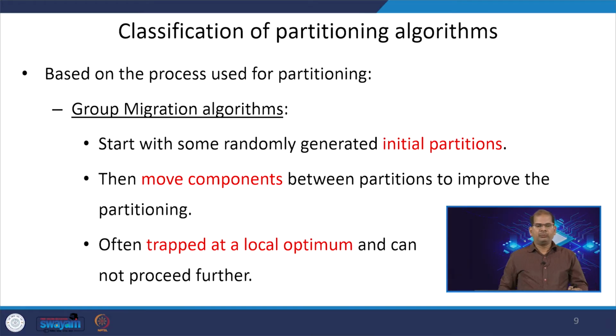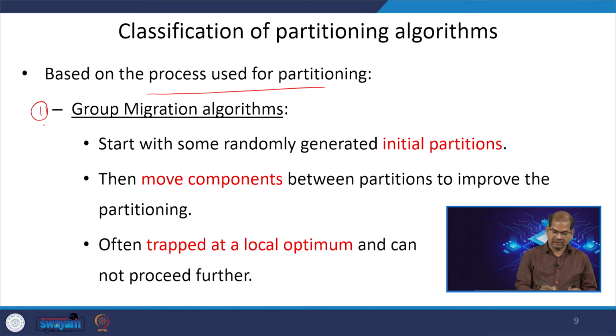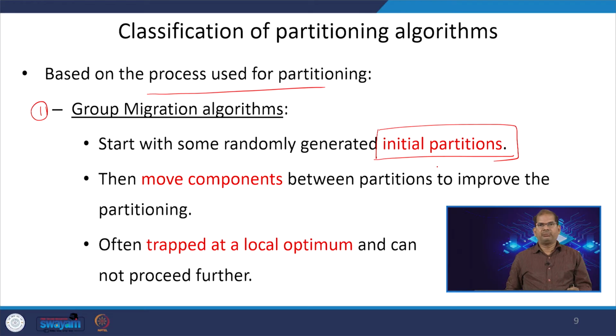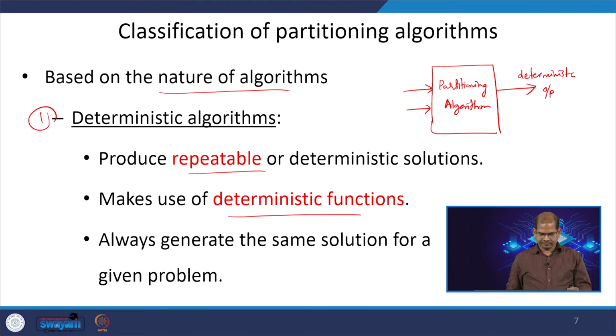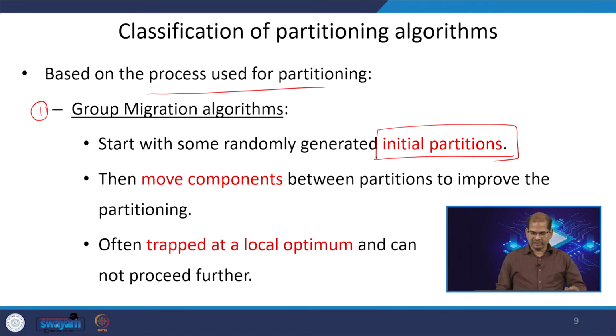There is one more category, which is based on the process used for partitioning, called the group migration algorithm. It starts from some randomly generated initial partition. We discussed some algorithms, like the constructive algorithm and the deterministic algorithm, to find the initial solution. That initial solution is now the input to the group migration algorithm.